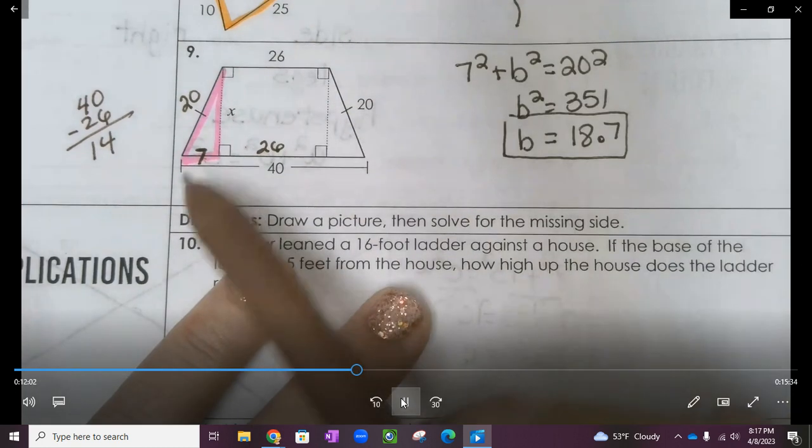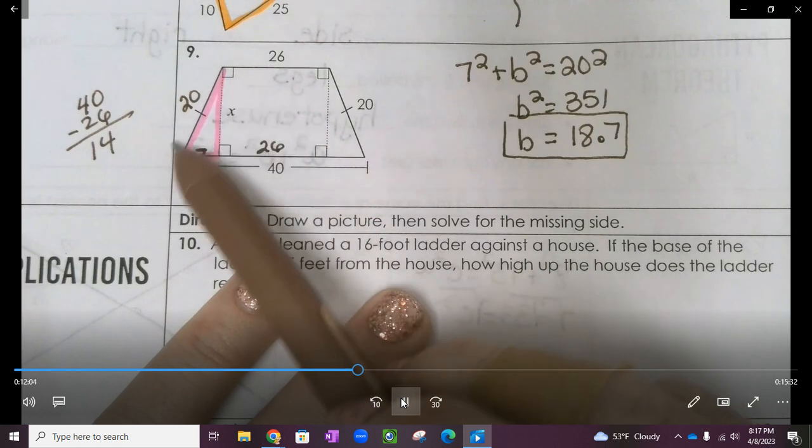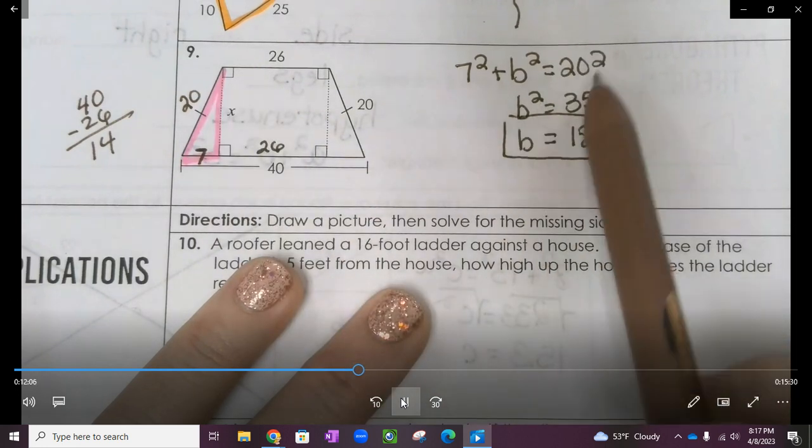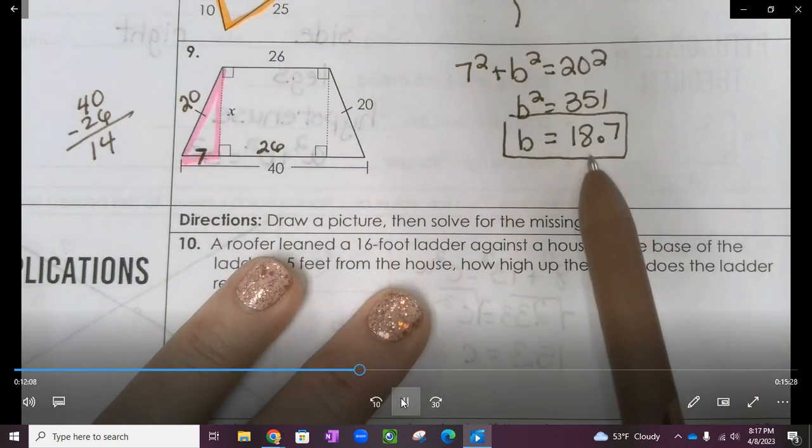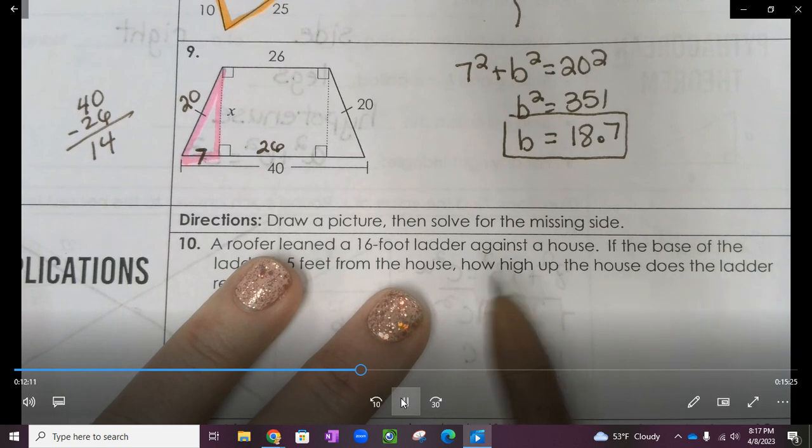Okay, so here's what I did. A squared plus B squared equals C squared. Here's my work. It is a subtraction problem. Take the square root of 351, and you get 18.7.